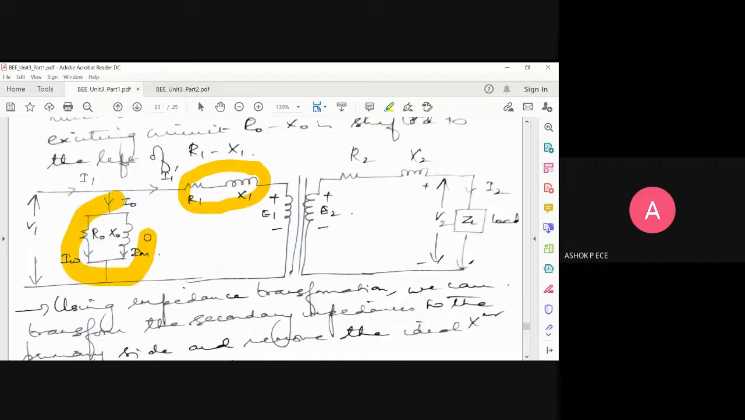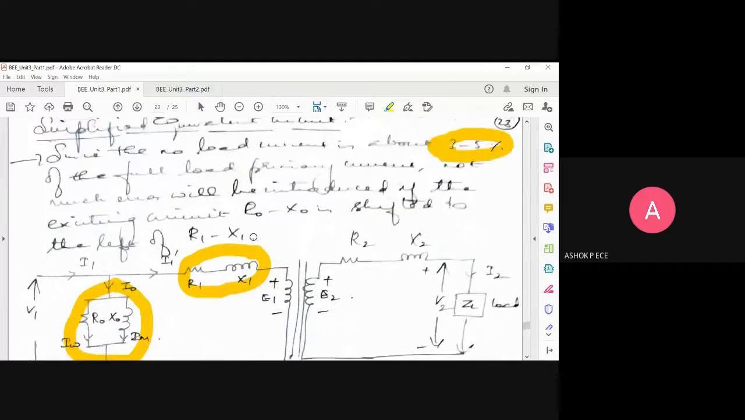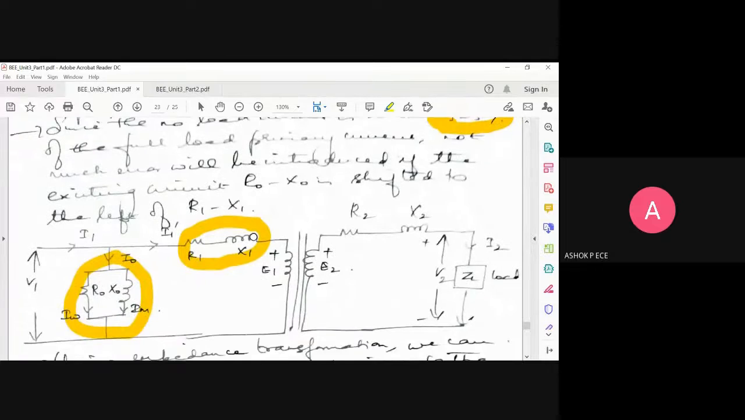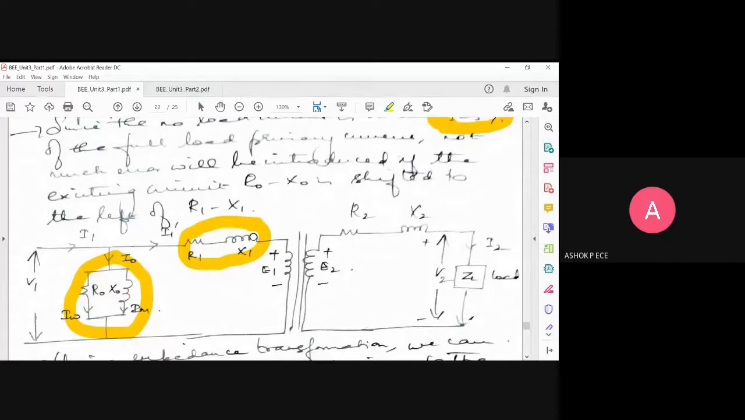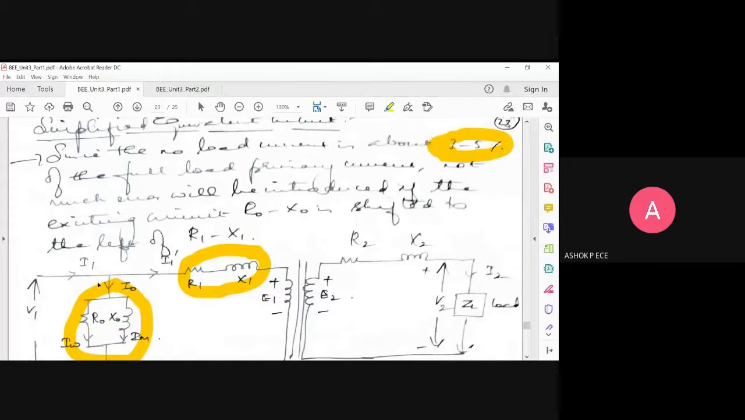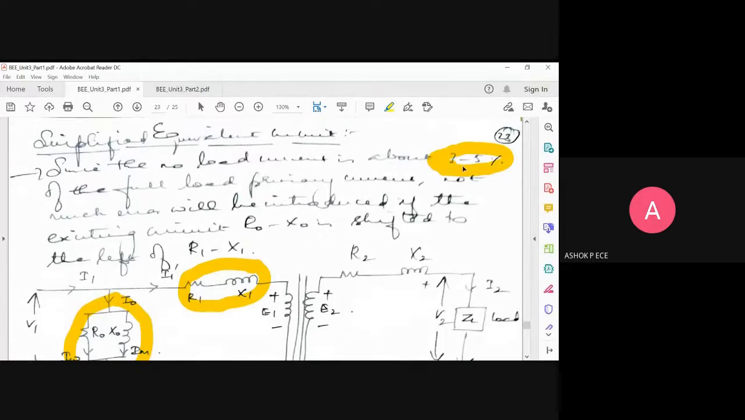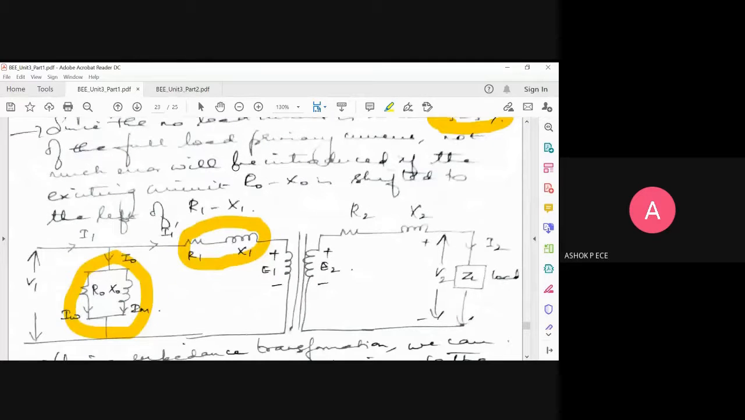Okay. The reason is the no load component is not occupying majority of my load current. So if you interchange, it is not going to create that much problem because the no load current is just 3 to 5% of the full load current. So this is the first simplification we are doing.